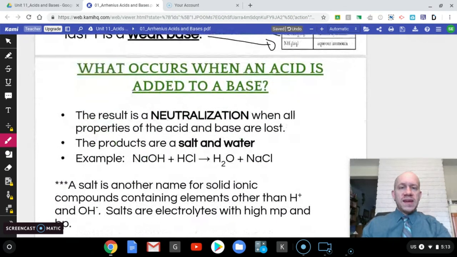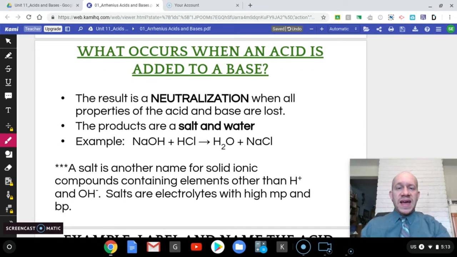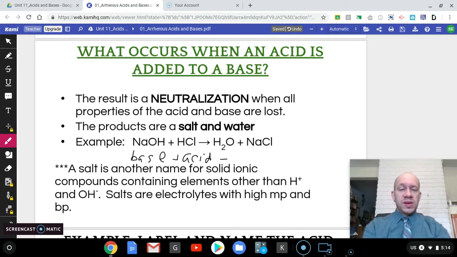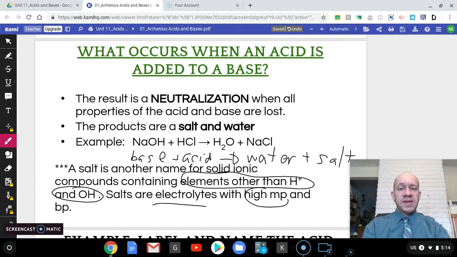So what occurs when an acid is added to a base? The result is a neutralization, when all properties of the acid and base are lost. The products are a salt and water. So for example, when I add a base, sodium hydroxide, to an acid, I produce water and a salt. A salt is another name for a solid ionic compound containing elements other than H+ and OH minus. Salts are electrolytes with high melting points and boiling points.